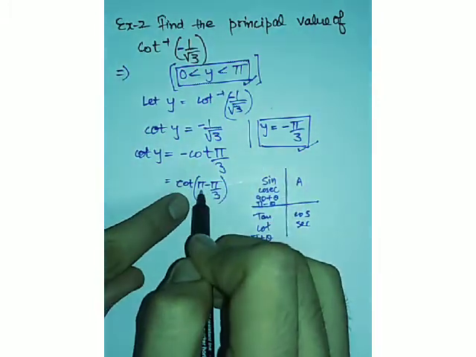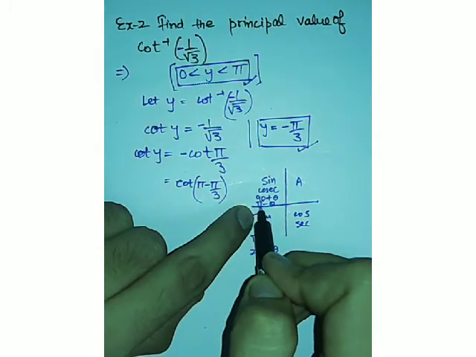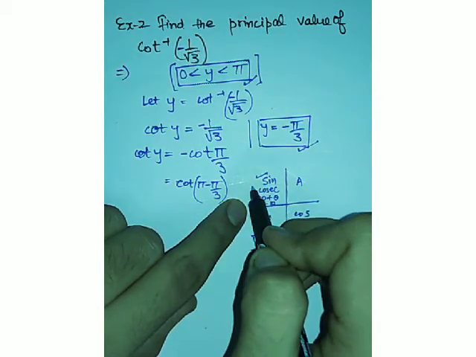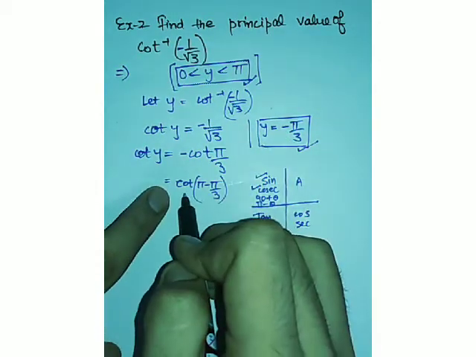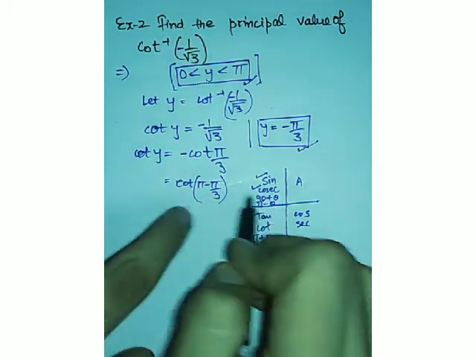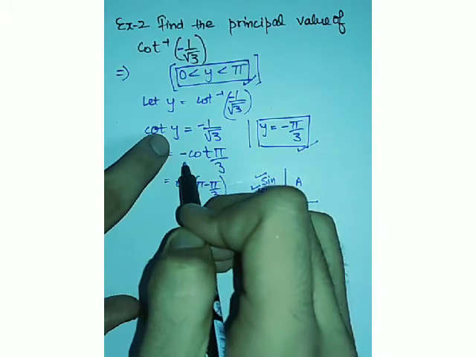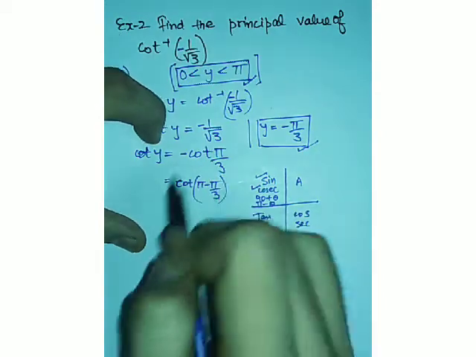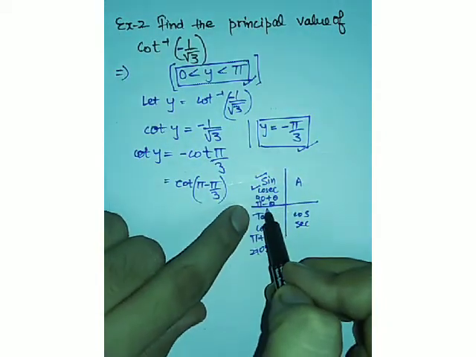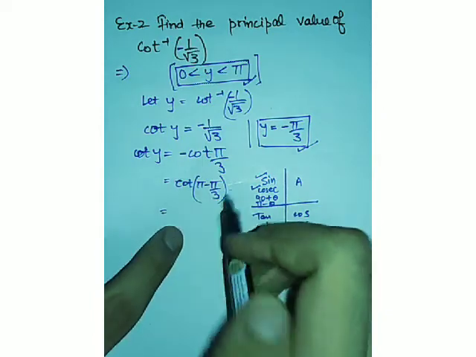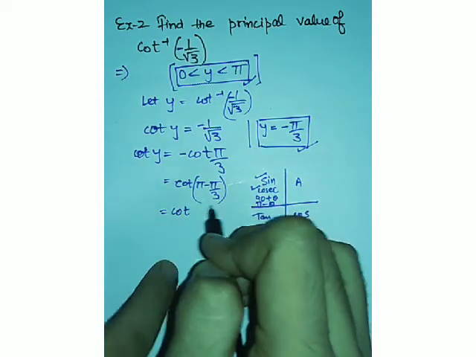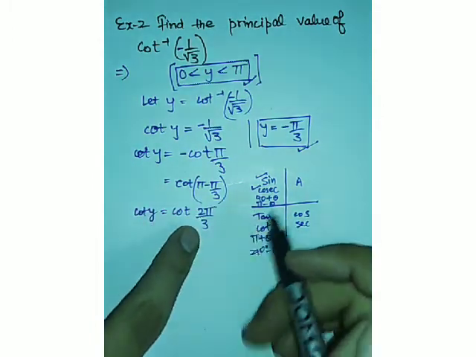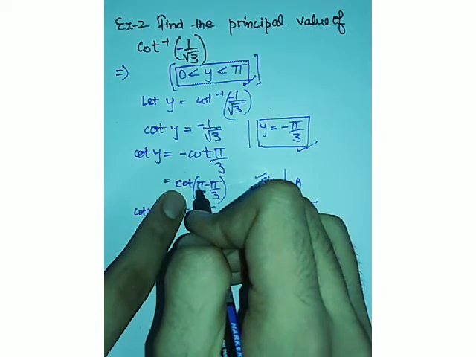Why so? It becomes pi minus theta, which is lying in the second quadrant. As I have told you, in the second quadrant only sine and cosecant are positive, which means cot is negative in the second quadrant. So when we get the negative sign, the negatives cancel and you get the positive sign. Or simply you can say that we have written this because it's lying in the second quadrant. Now pi minus pi by 3, that is 3 pi minus pi over 3, that is 2 pi by 3. So y is equal to 2 pi by 3.